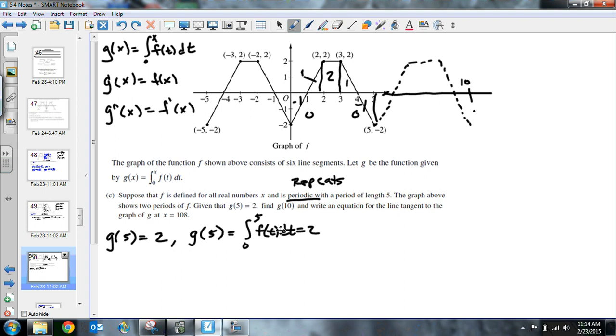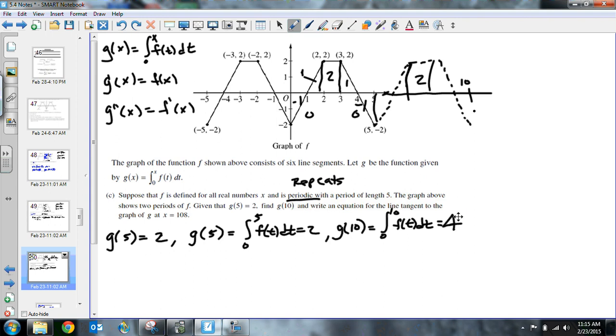Okay? So now it wants us to calculate, well, what's g of 10? Well, g of 10 is the integral between 0 and 10 of f of t dt. All right, so if I go from 0 to 5, I get an area of 2. If I do the same thing from 0 to 10, I'm going to get 2 of these. Well, this had an area of 2. This has an area of 2. So my total area here for g of 10 is going to be equal to 4.